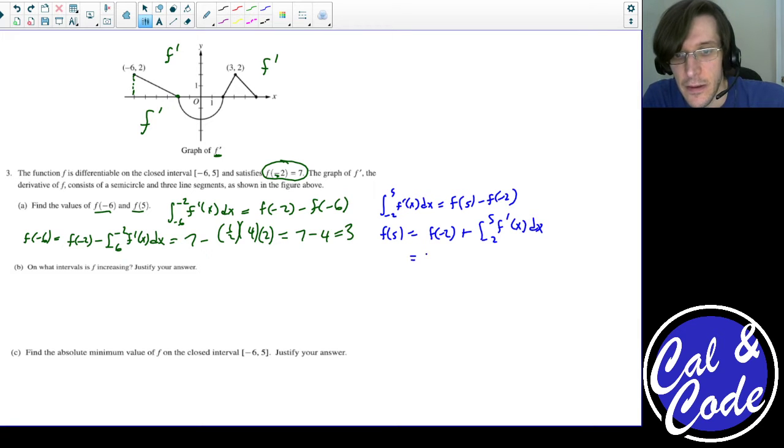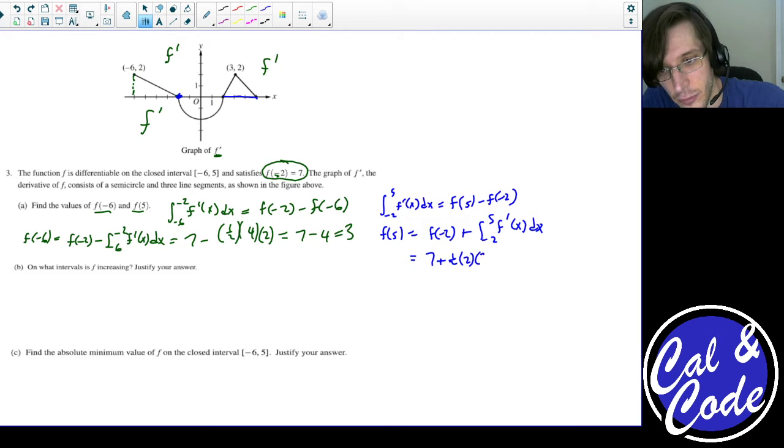So this time it's 7 plus, and I'm starting here at -2. First thing I have is some area underneath the curve, and then I have some area above the curve. The area above the curve is a triangle, base 2, height of 2.